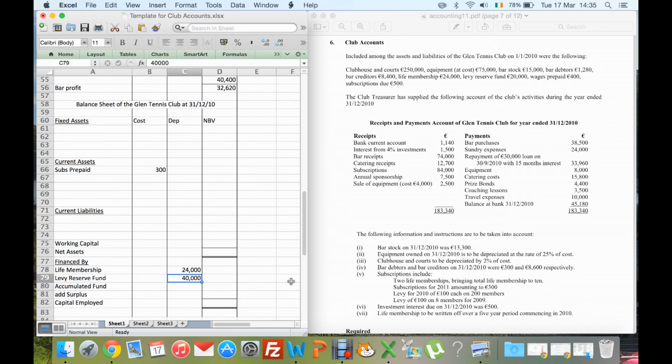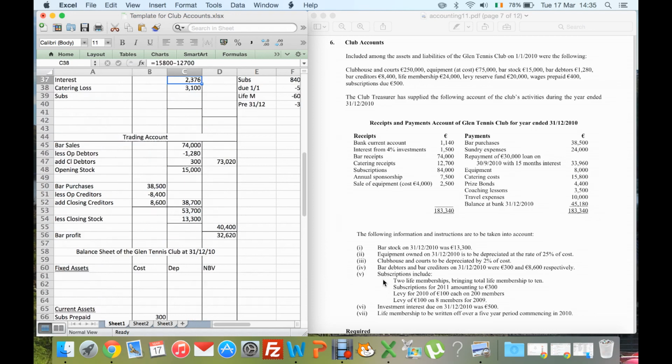So remember, just to go through it again, levy reserve was 20 grand at the beginning. And then plus we got another 20 grand, 100 multiplied by 200 members, that's for this year. And there was levy for members from last year that hadn't been paid. That goes into the opening accumulated fund, but that would have been included in the opening figure of 20 grand. We would have already had that, because we would have expected to get that. We would have sent out bills for that. So at that stage we would have charged it, even though the cash never actually came in. Okay. So that is our subs.